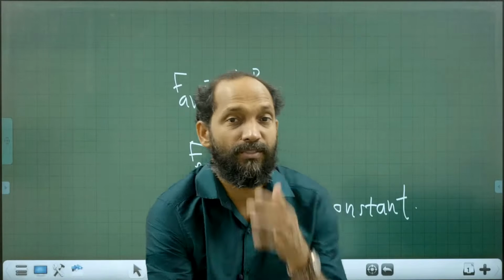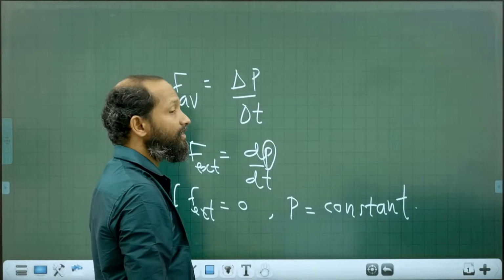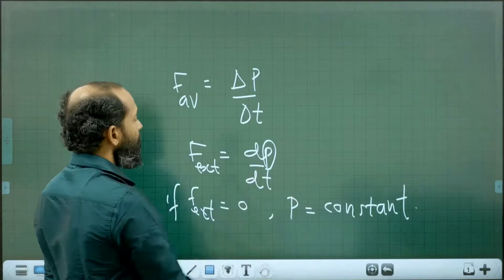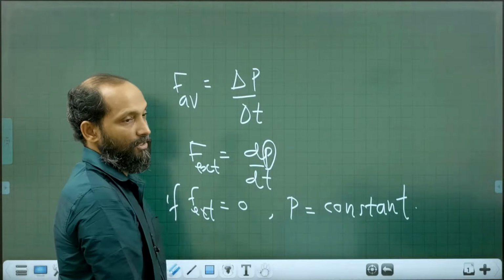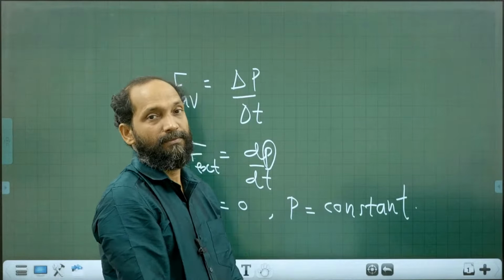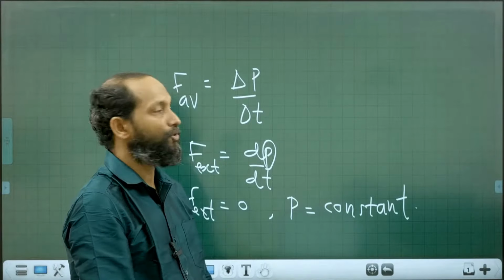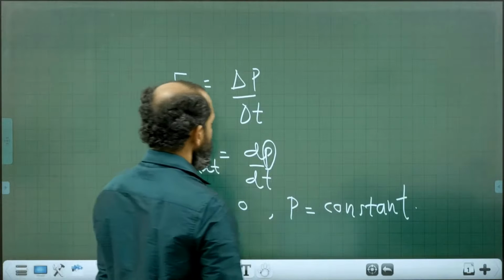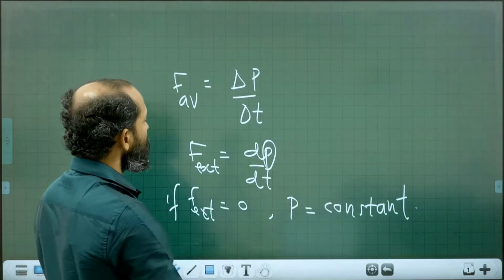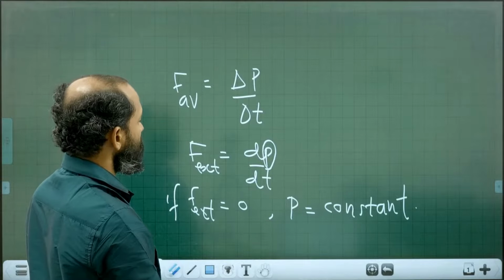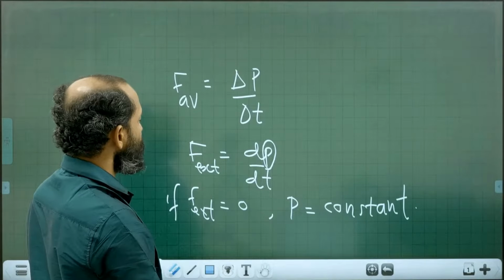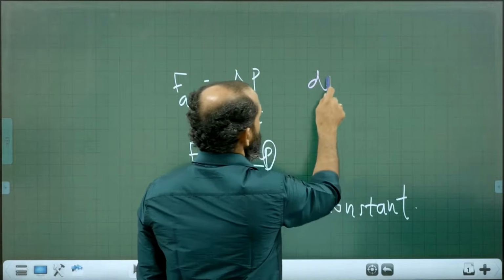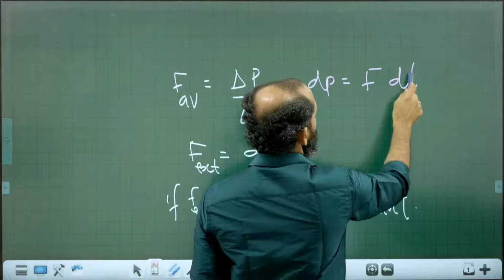So F is equal to dP by dt. P constant, F is equal to 0. If momentum of the body is increasing, dP is positive, so force is also positive. If momentum is increasing, force is positive, and if momentum is decreasing, force is negative. If momentum is increasing, force is acting in the direction of its velocity. If momentum is decreasing, force is acting against its velocity. That can be easily understood by using this formula: dP is equal to F dT.